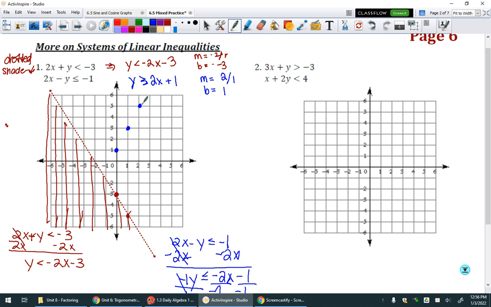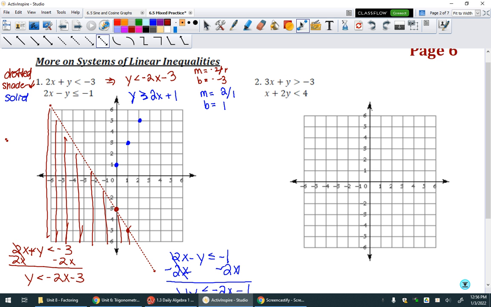For the second equation, dotted or solid, tell us how you know, please. Go ahead, Michael. So is it dotted or solid? Good, it is solid. This one has an equal to sign underneath. So grab your ruler, nice and solid line, arrows at both ends.